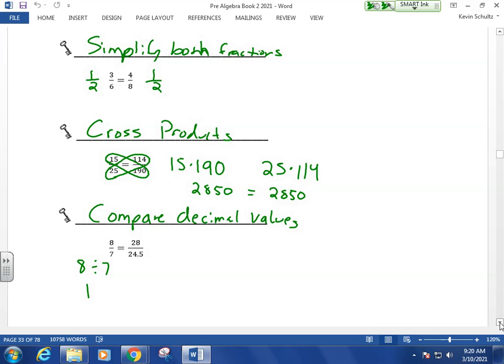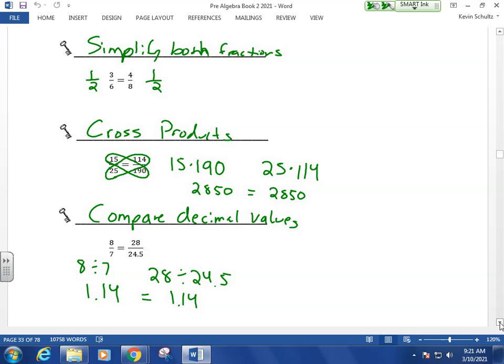8 divided by 7, and I'm rounding here, is approximately 1.14. Okay, calculator, what is 28 divided by 24.5? Well, 28 divided by 24.5 is the exact same decimal that I got for 8 divided by 7, 1.14. Because those decimals are the same, these fractions are equivalent.